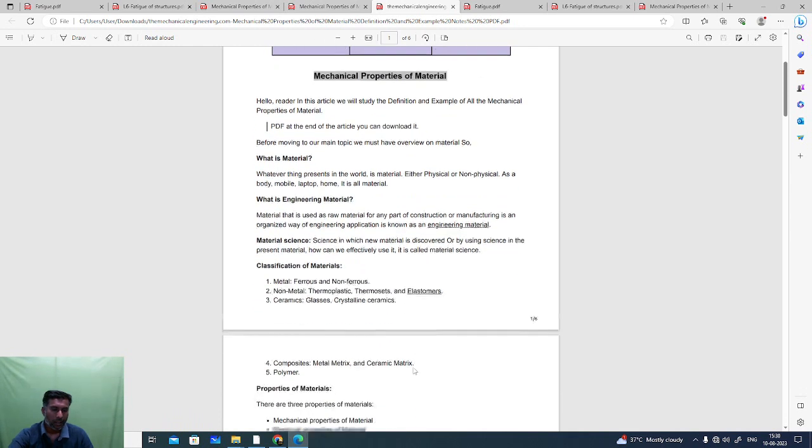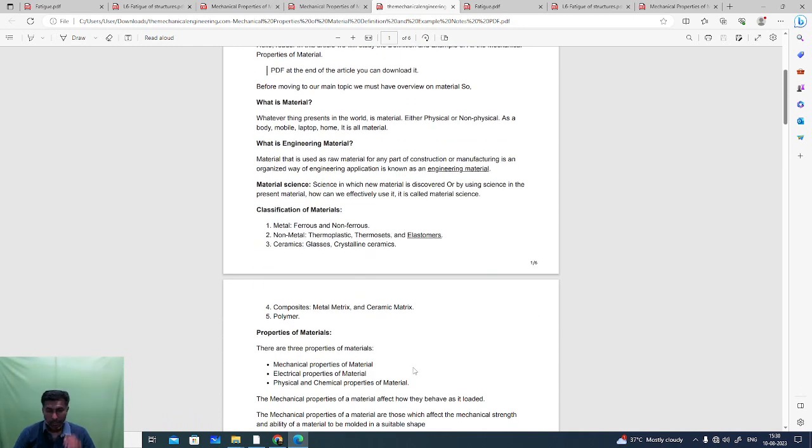And the fourth one is composite materials, which may be classified into metal matrix and ceramic matrix. And the fifth one is polymer. So generally we classify in five categories: metal, non-metal, ceramics, composite, and polymer.